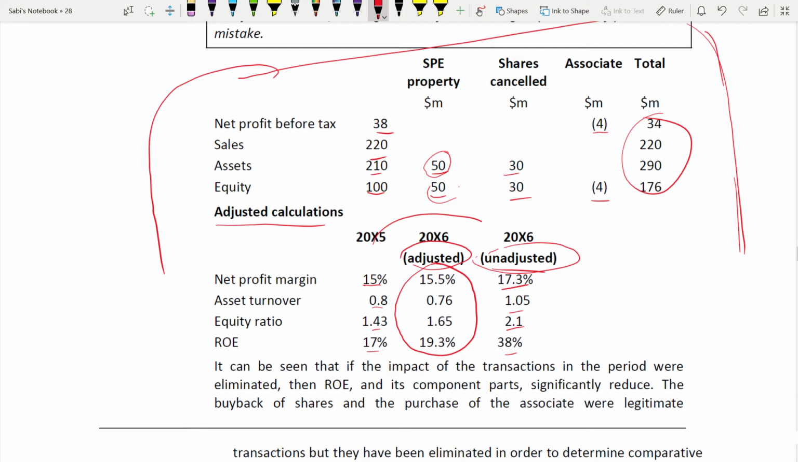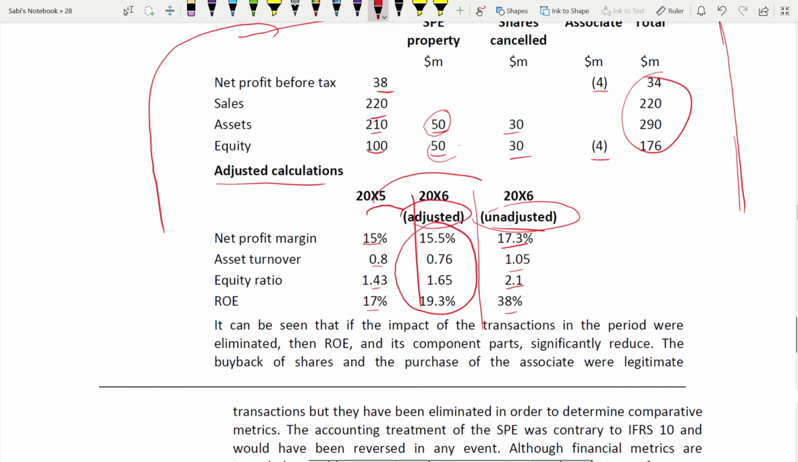Make sure that you write the 2006 adjusted in the second column only, so that you can compare it to 2005, and 2006 unadjusted you keep exactly on the right side. So you need to calculate these ratios again. Hopefully you will be able to calculate them. If you see now, compare: net profit margin increased from 15 to 15.5. It increased slightly. Before it was 17.3 when it was unadjusted. Asset turnover went from 0.8 to 0.76, it fell.